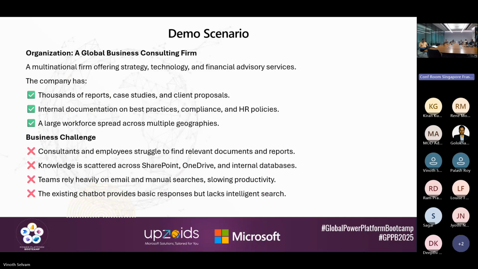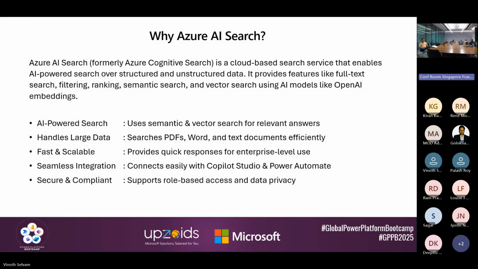Before going to the demo, why are we going to use Azure AI Search for this? Everybody knows Copilot itself has a place where you can upload documents and use them as a knowledge source. But why are we not using that particular feature, and instead going for Azure AI Search?